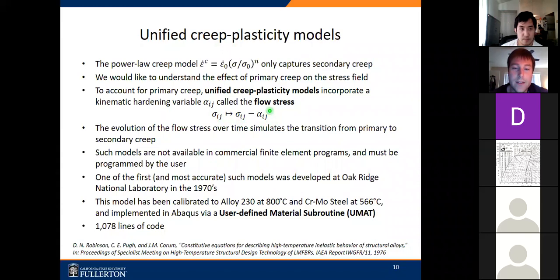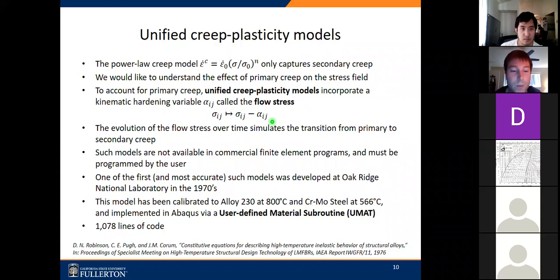And what happens is this alpha is not a constant, it changes over time. And as it changes, that simulates the transition from primary to secondary creep. Now, these models aren't available in commercial finite element programs. You have to program them yourself.